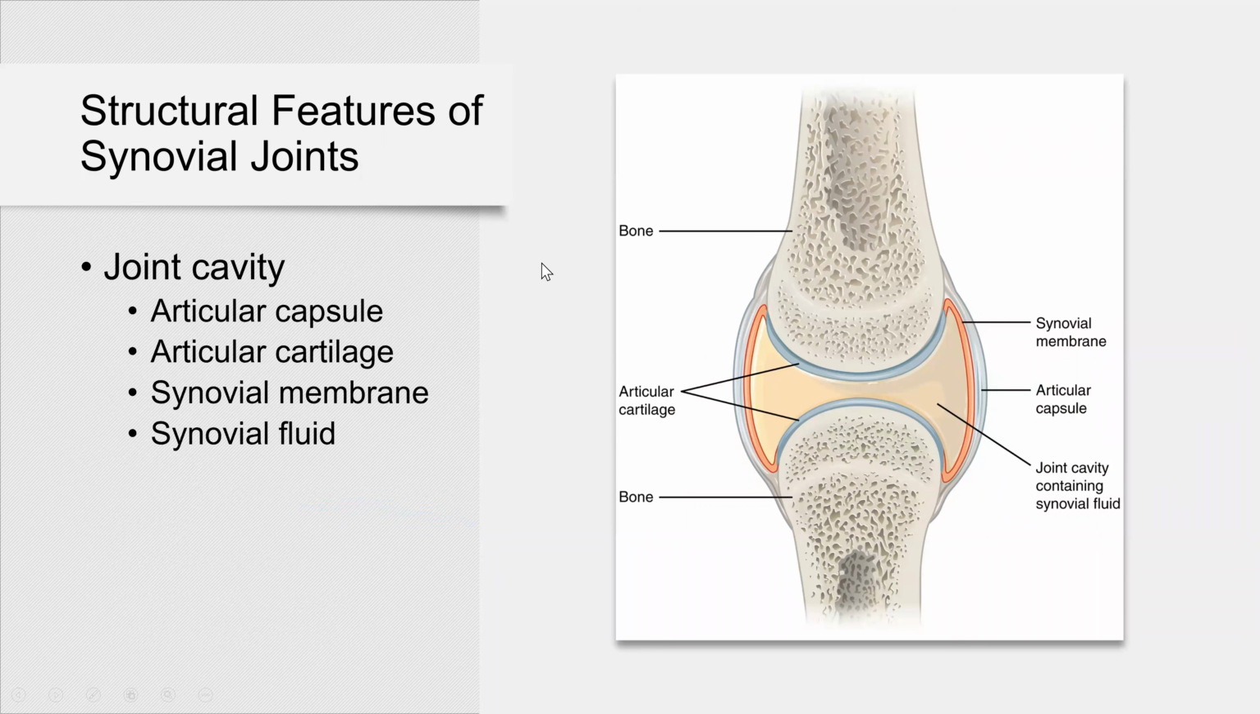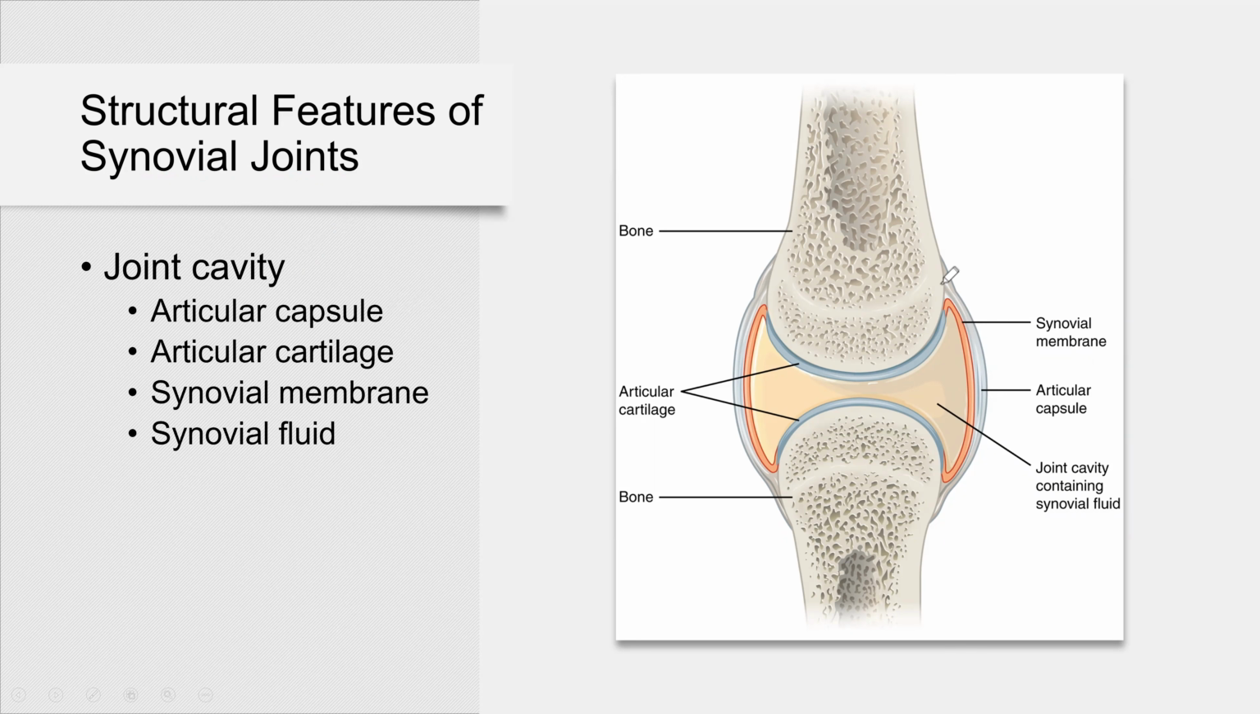And now the most complex joint, it's a synovial joint. A synovial joint has a joint capsule and a joint cavity. That's the cavity.